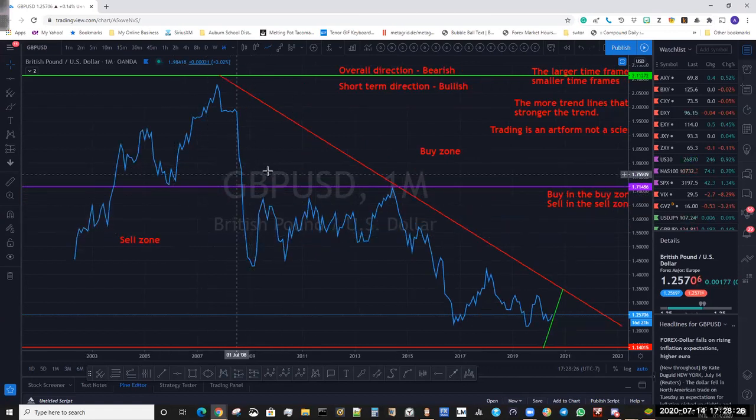Now can you see that this area is the buy zone? This area is the sell zone. So we've broken up this chart into two areas. Would that be point of control? No, not necessarily. It could be, but not necessarily.